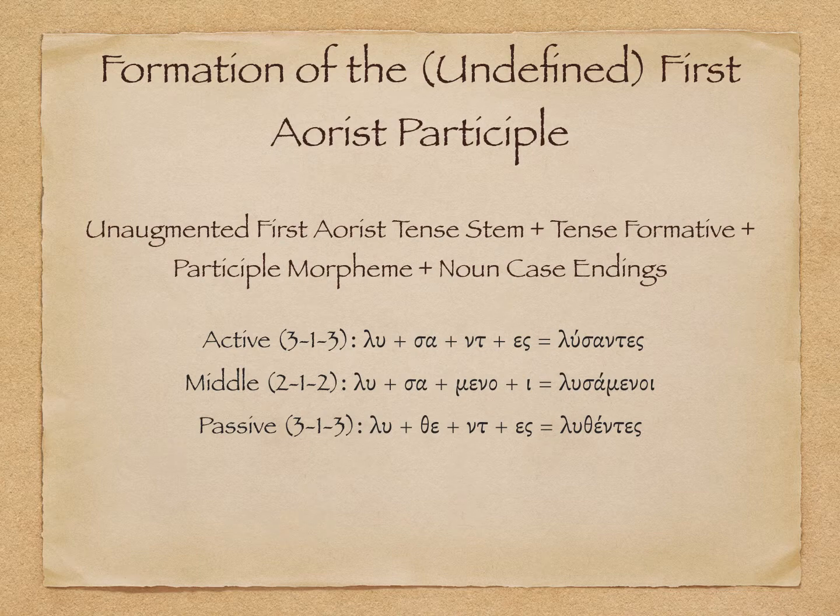Well, we have that tense formative, so the sigma alpha together. Whenever you see sigma alpha, be thinking first aorist, active or middle, and if you see theta eta or with a participle theta epsilon, be thinking first aorist passive. So that establishes first aorist. How are we going to know it's a participle? Well, the participle morpheme. Nu-tau, meno, or nu-tau in the active, middle, passive, respectively.